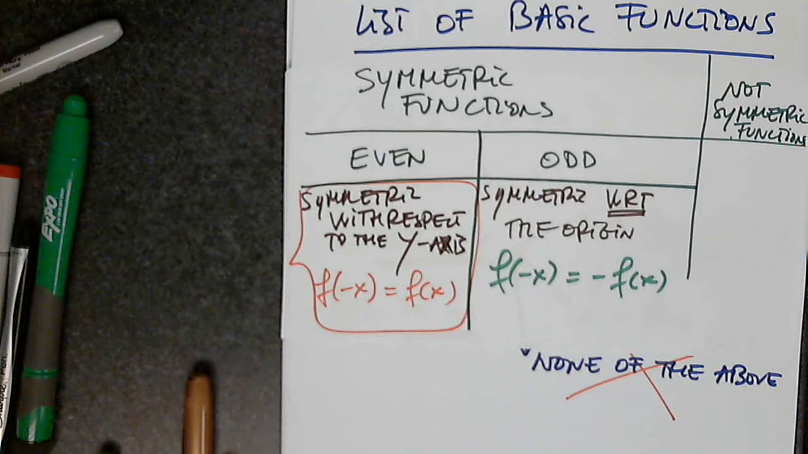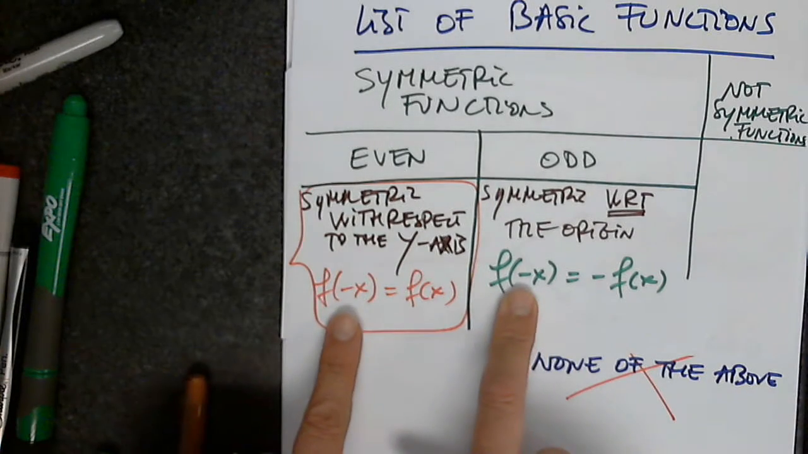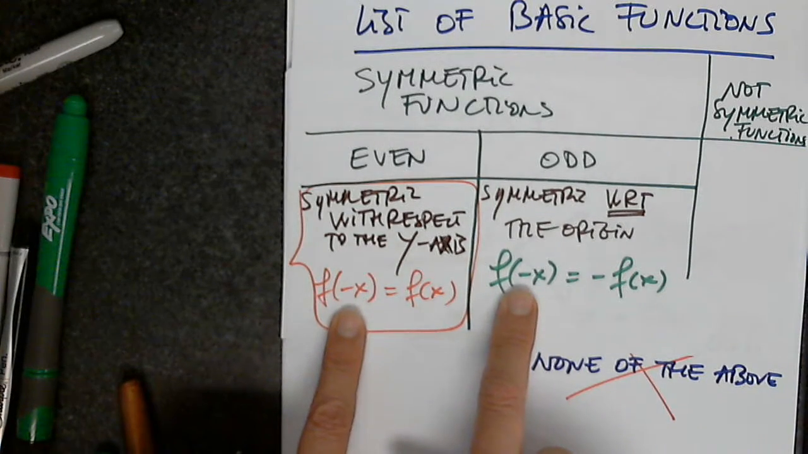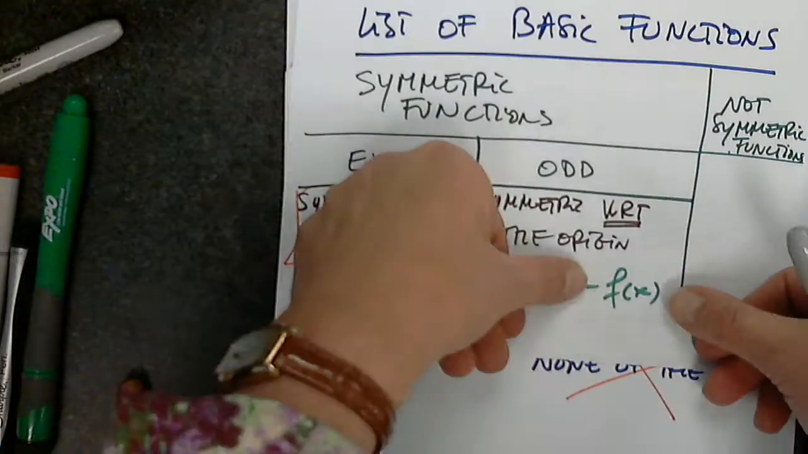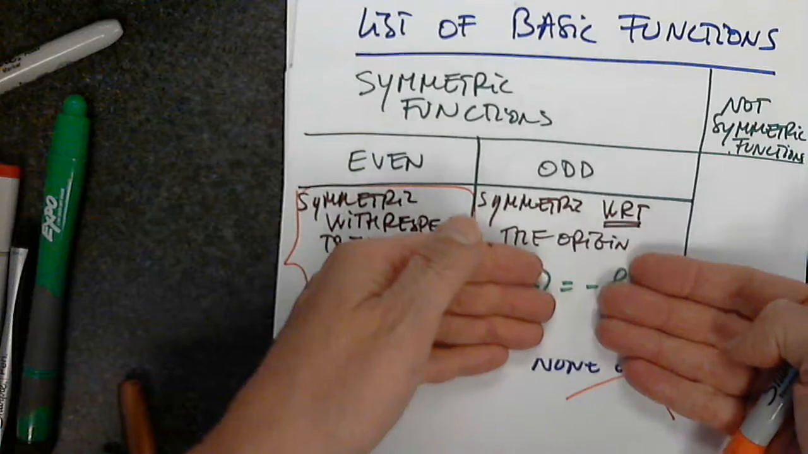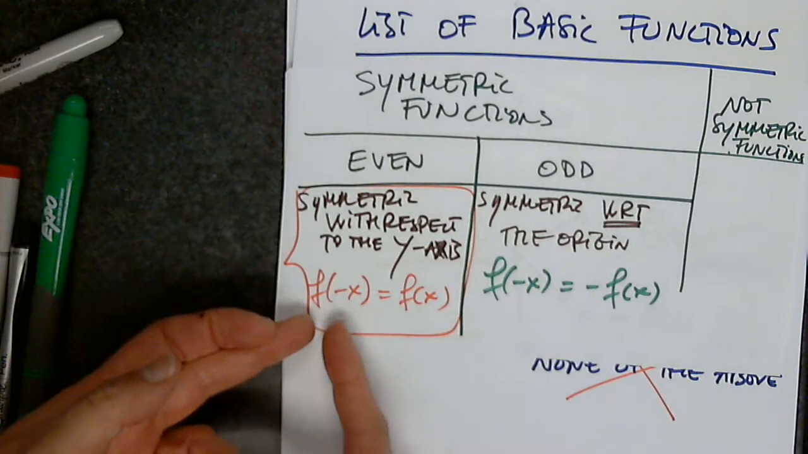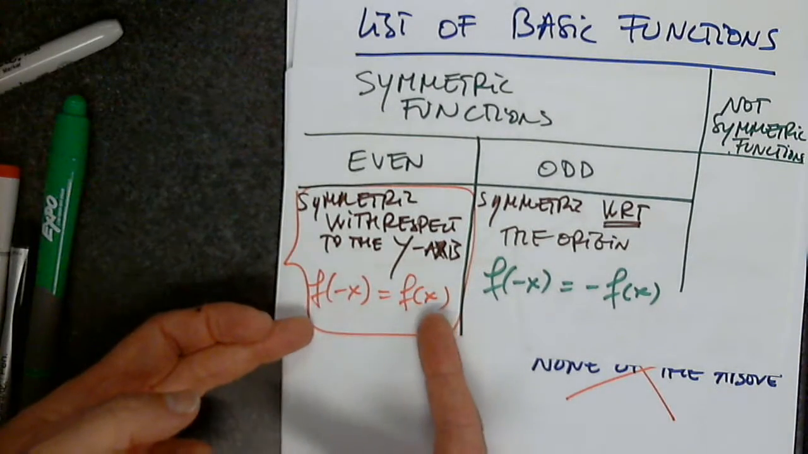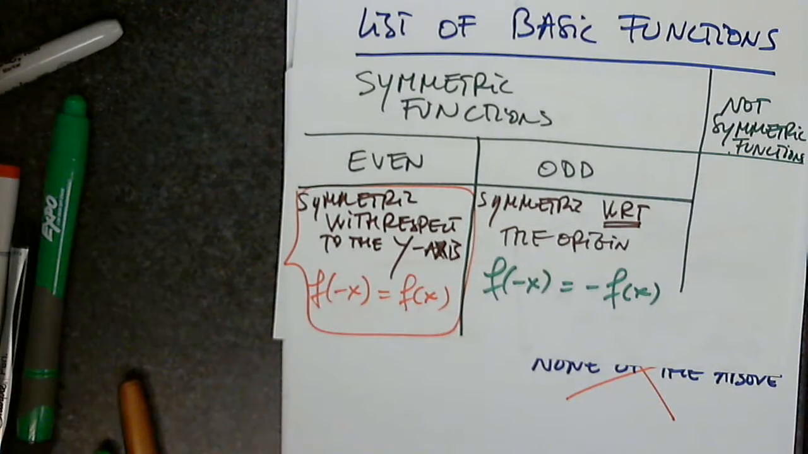If I don't calculate it, how will I know? So in both cases, I have to calculate f of negative x. I have no choice. In this particular case, I also have to calculate negative f of x in order to show that they are equal. But here, I only have to calculate f of negative x. If it happens to be the function itself, then I'd say it's even.